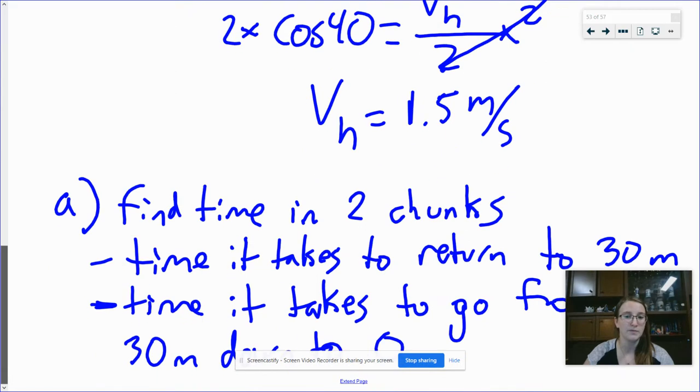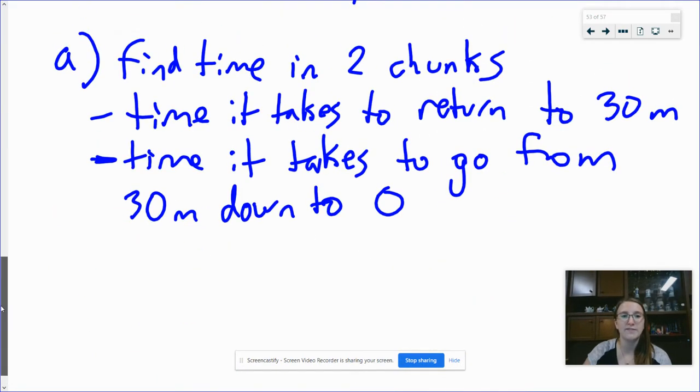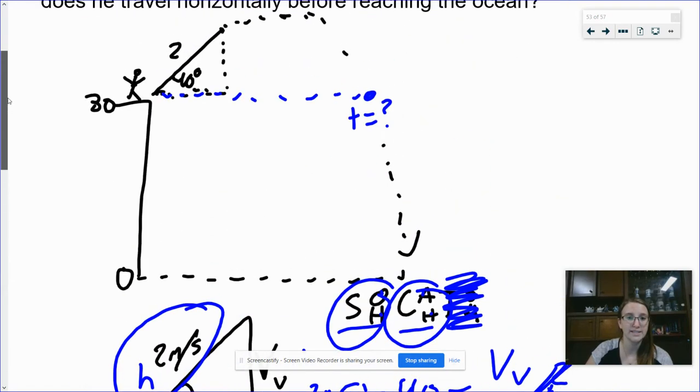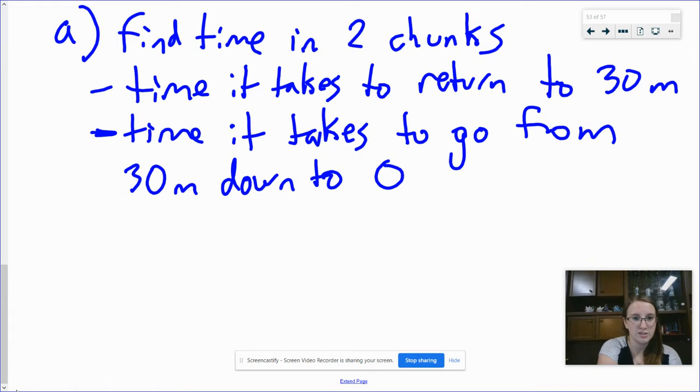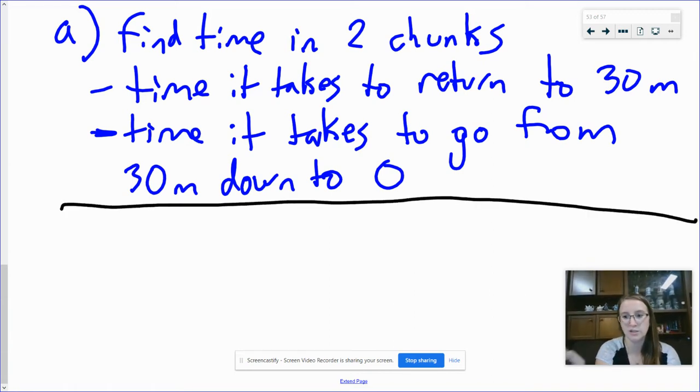What we left off on was saying that we're going to have to find the time in two chunks. We're going to separate our picture into the top parabola. What you'll notice about how we labeled this picture is that this top section has an initial position of 30 and a final position of 30. This is also a position of 30 right there. So we're going to find that chunk first, and then we are going to find the rest of the time it takes to hit the water. Let's start with that one first: the time it takes to return to 30 meters.